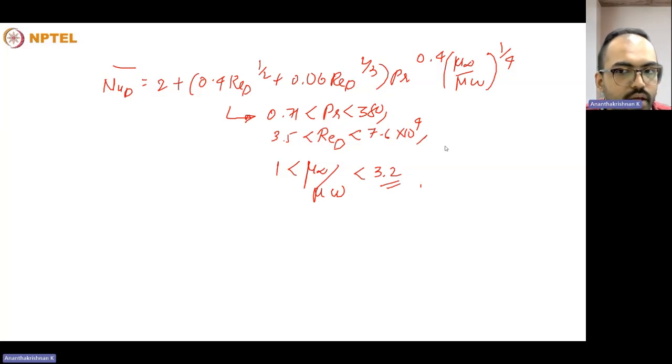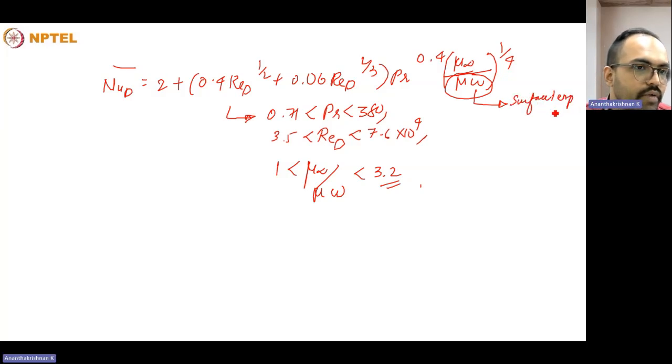So in this case, we evaluate all the physical properties at the free stream temperature T infinity, except the value of mu w, which is evaluated nearby the surface temperature. This is quite different because we are not using a standard correlation, but an empirical correlation that is suitable for this range, based on a few sets of experiments conducted for spherical objects rather than an analytical correlation.